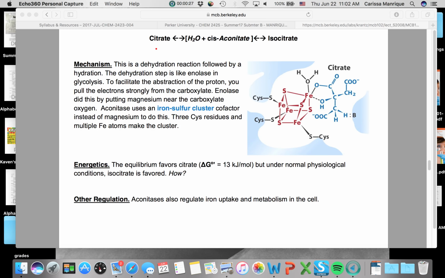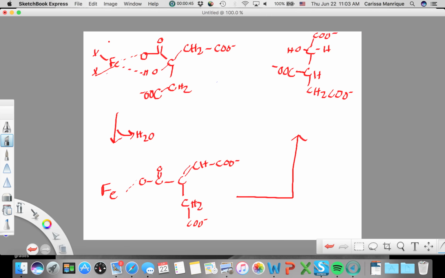It's just a protein. What's important here is this iron right here is going to be binding, using basically intermolecular forces, to stabilize citrate. So let me show you how this goes. Okay, I already have it drawn out. This right here is just citrate. We made it in the previous step.